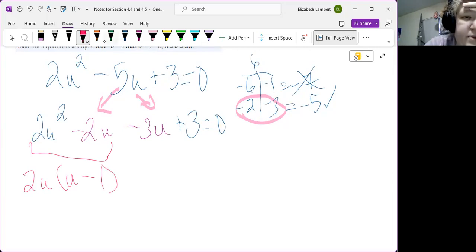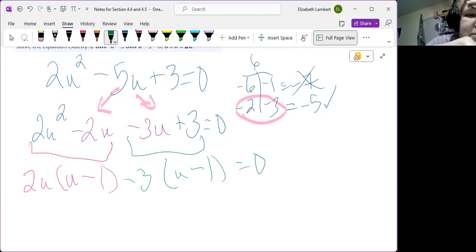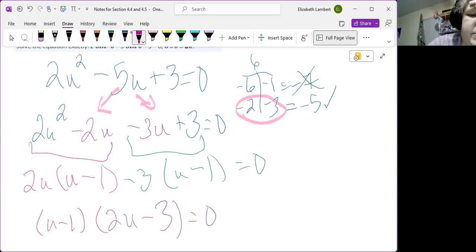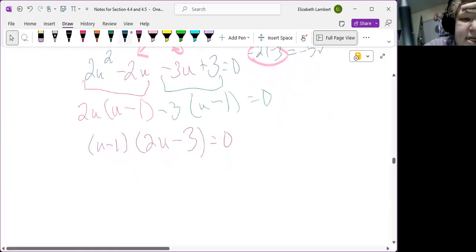So now what's our common guy with these other two? Because this one is negative, we must factor a negative out because we need u to be the first thing in the parentheses. So now I'm asking negative 3 times what will get me back to positive 3? And that is negative 1. And there is our same minus 1s, u minus 1. So we take our common ugly minus 1, and then our leftovers would be 2 uglies minus 3 equals 0.